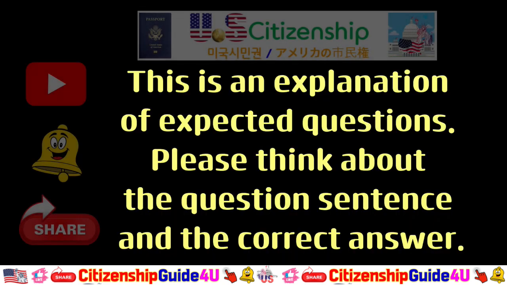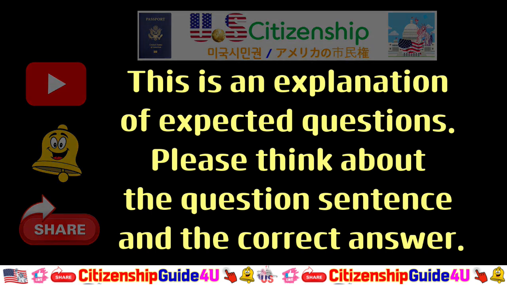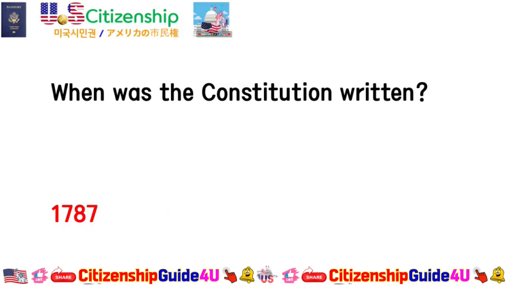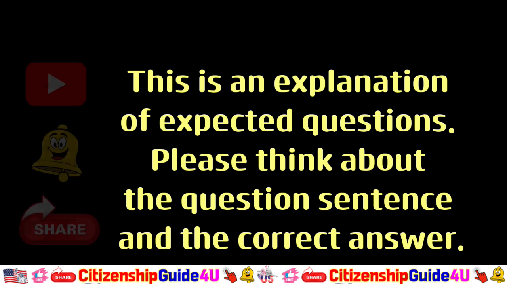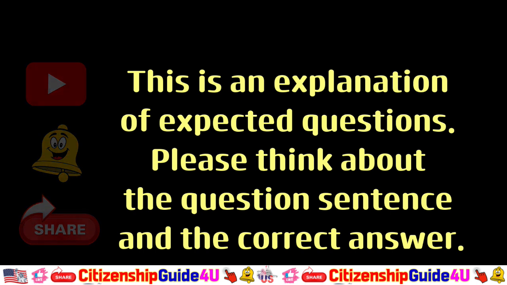The United States Constitution was written during the Constitutional Convention in Philadelphia, Pennsylvania. The convention took place from May 25 to September 17, 1787. When was the Constitution written? 1787. The authors of the Federalist Papers are James Madison, Alexander Hamilton, John Jay, and Publius.